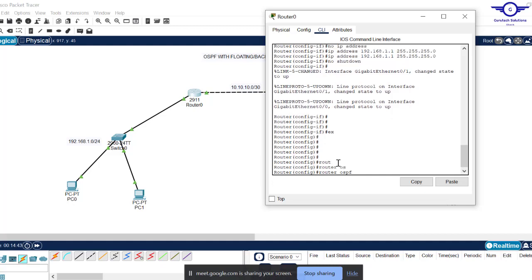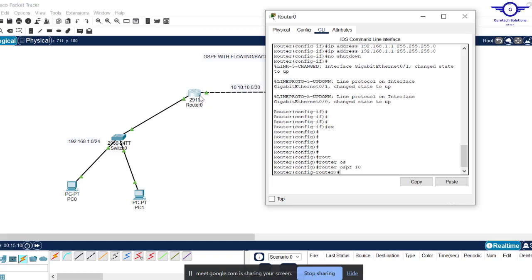Then, in the case of OSPF, there is something called the process ID. It's very important to include the process ID. In my case, let me use 10. You can use any number, even from 1 to 100 or 1 to 30, but I normally use 10. So router ospf 10: you make the router use a routing protocol of OSPF with a process ID of 10.